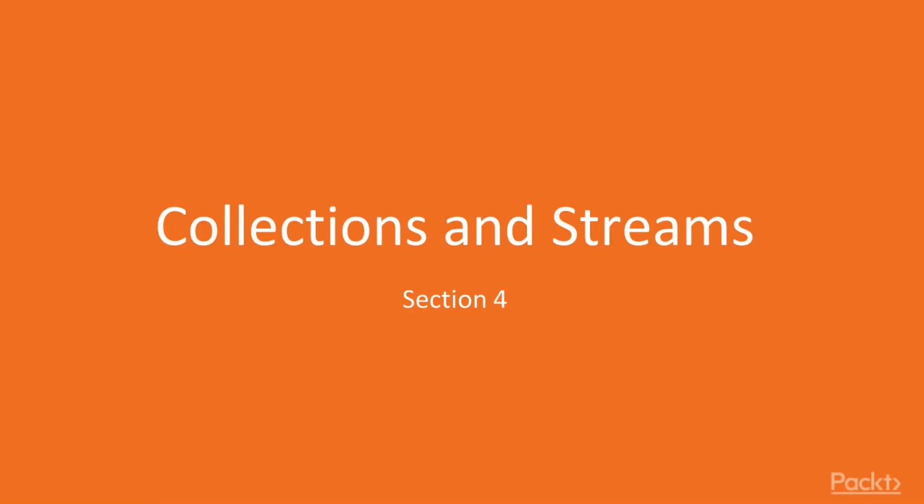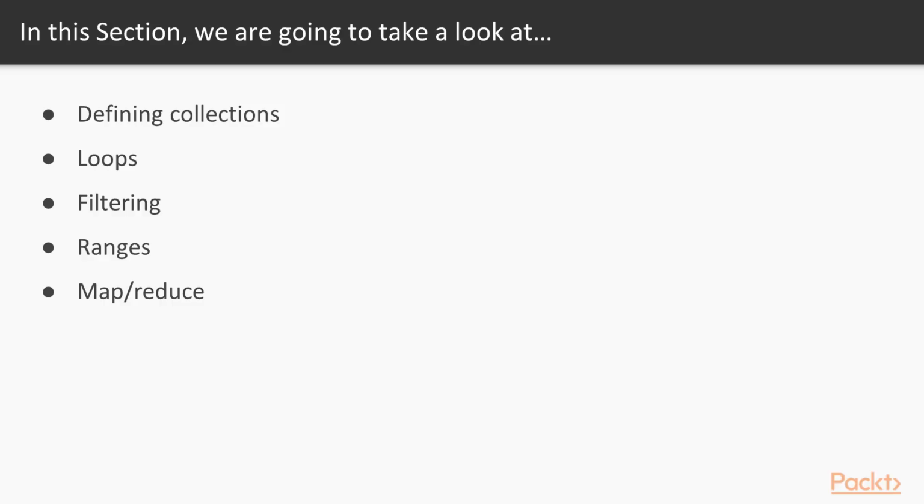Welcome to Collections and Streams. In this section, we'll start by looking at how to define collections, and specifically map, set, and list. Kotlin actually has an immutable as well as a mutable type for each of these. We'll look at how to loop over collections, and you'll learn about eager versus lazy evaluation.